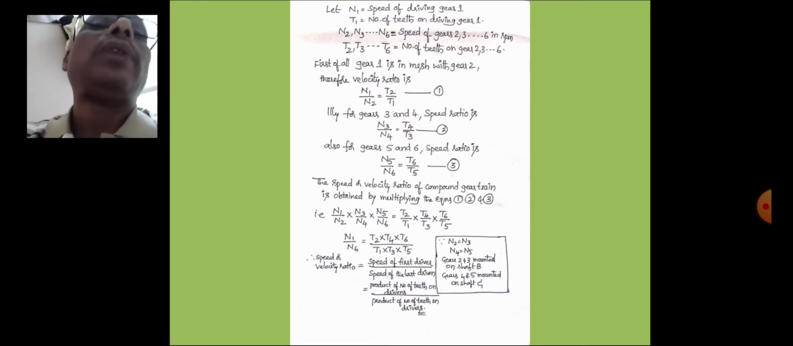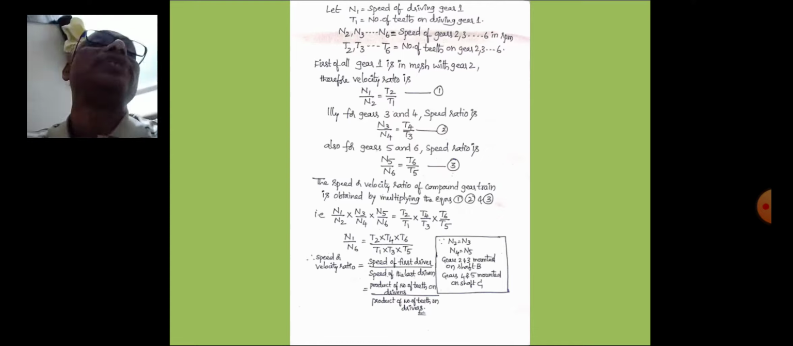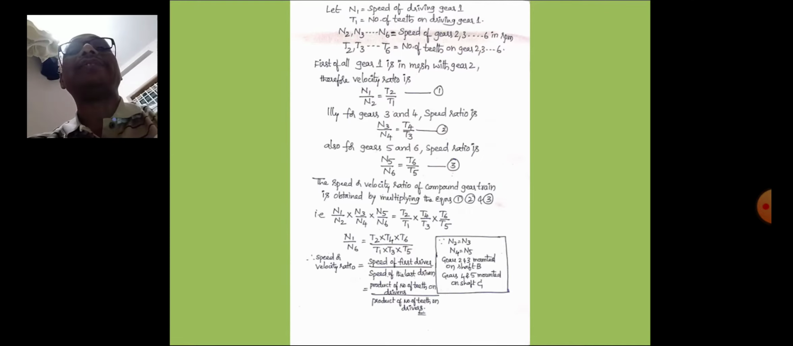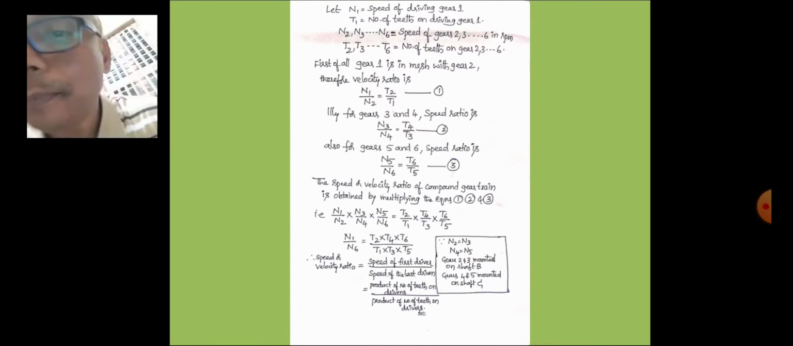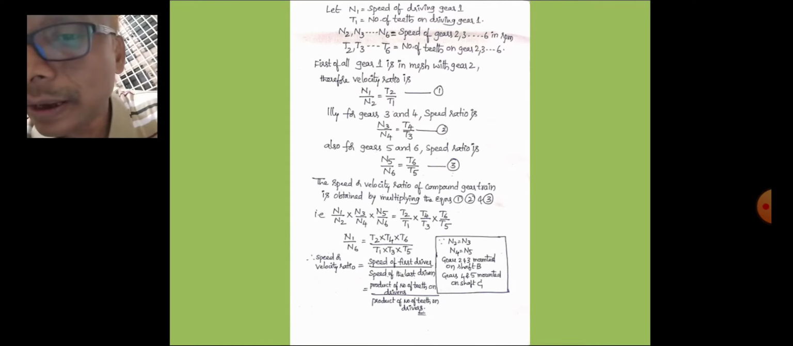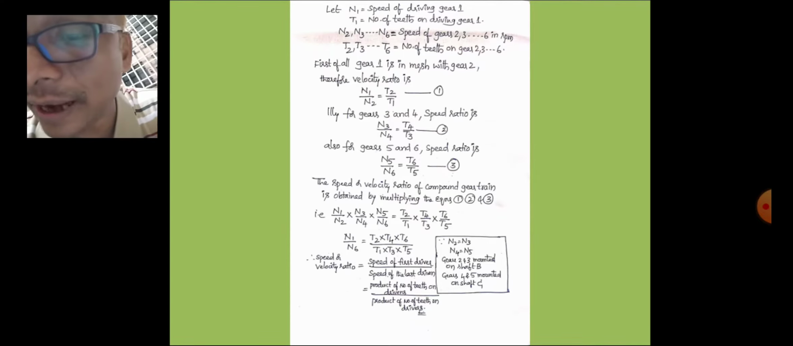So gear 5 is driving gear 6. In between gears 5 and 6, the velocity ratio is N5 by N6 is equal to T6 by T5. That you call equation 3. Now understood? Gear 1 is driving gear 2.